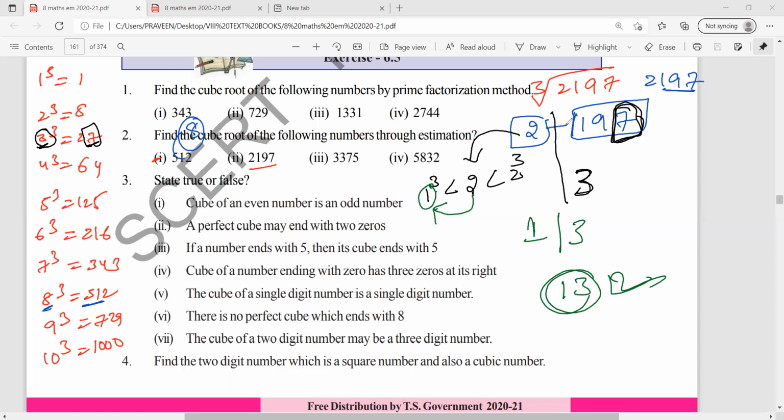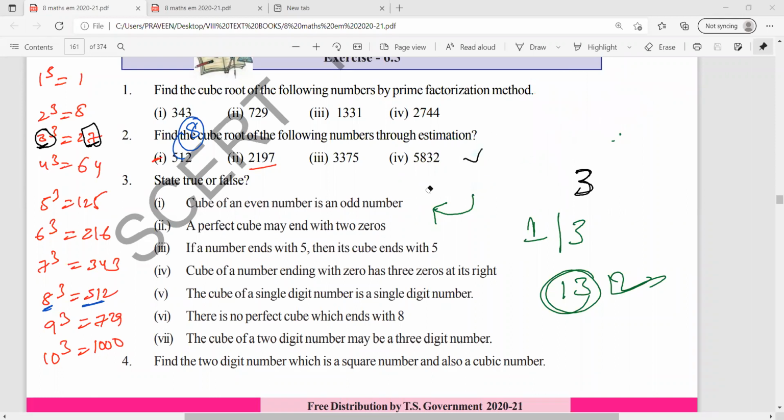You split the number into two parts. For the first, take the last 3 digits: 197, the last digit is 7. Select the 7 that is comfortable, the perfect cube, because only 3 cube is possible. The answer you write is 3. After that, the remaining number 2 lies in between, and you take the lower value, 1 cube. So 13 is the answer. This is the way you write the first question.